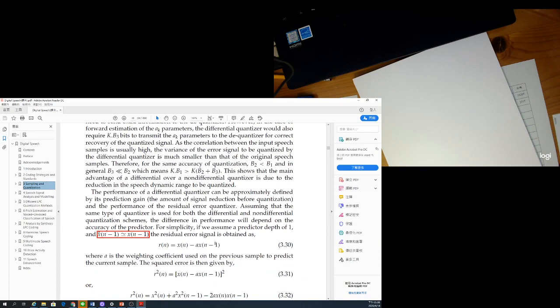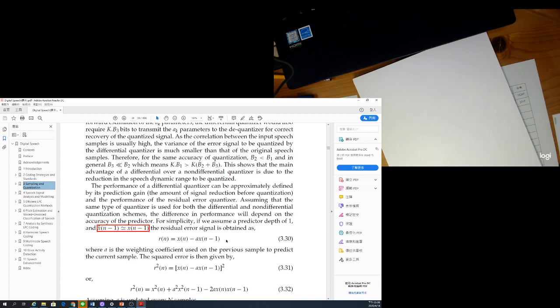Okay, so in my presentation file, I just missed one signal here. So I'll try to show you here. The performance of the differential quantizer can be approximated and defined by its prediction gain, the amount of signal reduction before quantization. The performance of the residual error quantizer assumes that the same type of quantizer is used for both differential and non-differential quantizers. So you can see here they try to do some formulation and derivation.